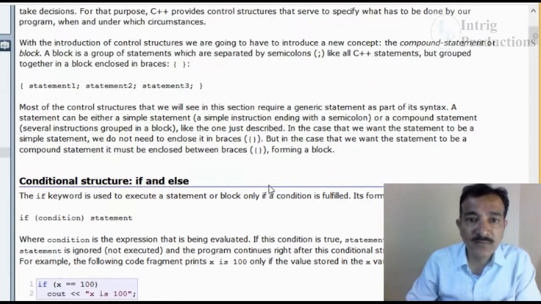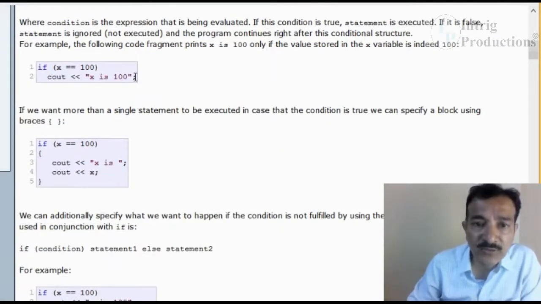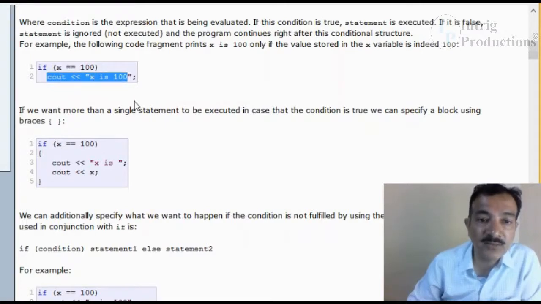Let's begin with the if and else statement. If you look at this one, if x is equal to 100, this is a relational operator for checking whether the values are matching, basically. So you are checking the condition. In case the value of x is equal to 100, it's going to print x is equal to 100.